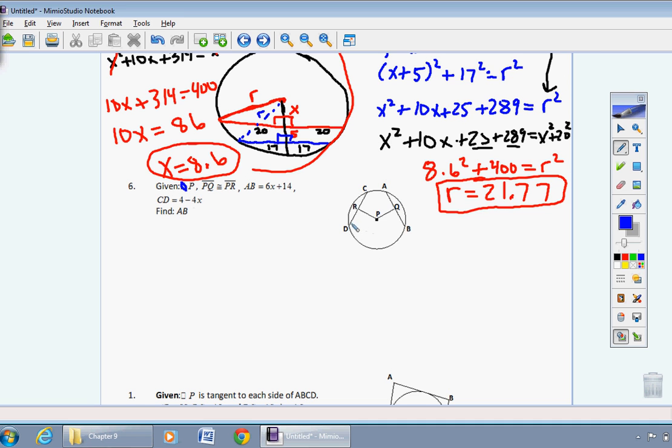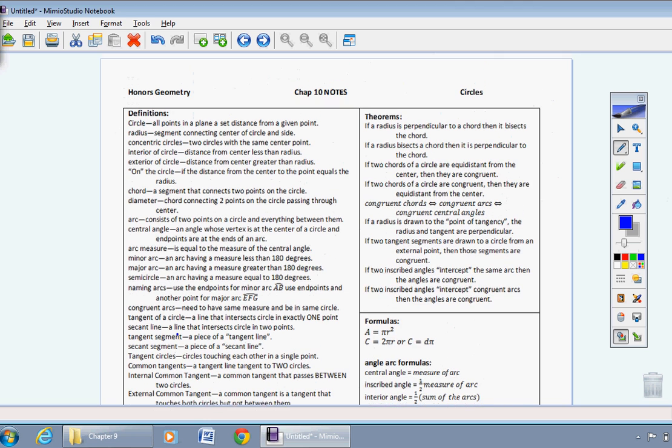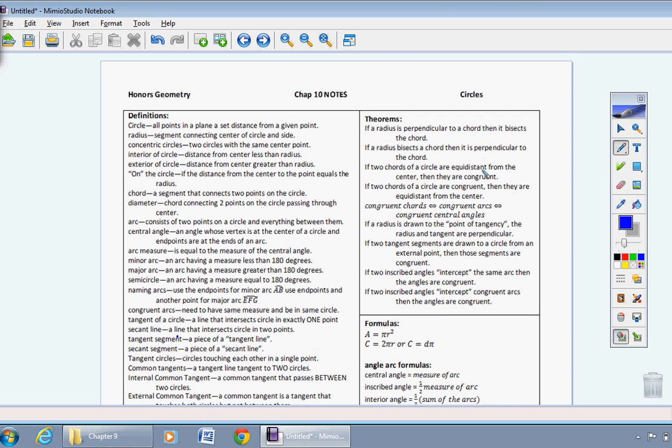It says given circle P and PQ is congruent to PR. So let's go ahead and mark those congruent. And then it tells us that AB is equal to 6x plus 14 and CD is equal to 4 minus 4x. Now for this one we're going to use a very specific theorem. If you notice here, PQ and PR being congruent to each other tells us that chord AB and chord CD are equidistant from the center. So let's see if we can find a theorem that matches it.